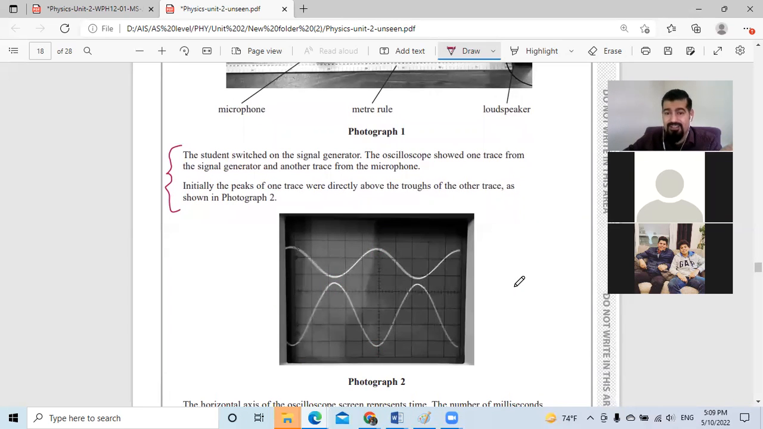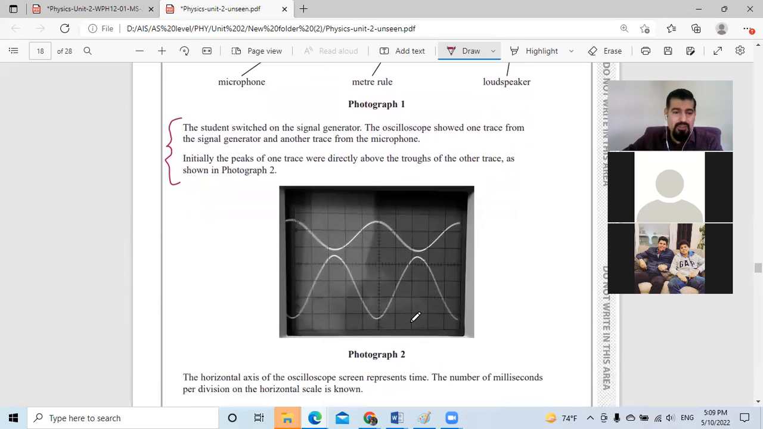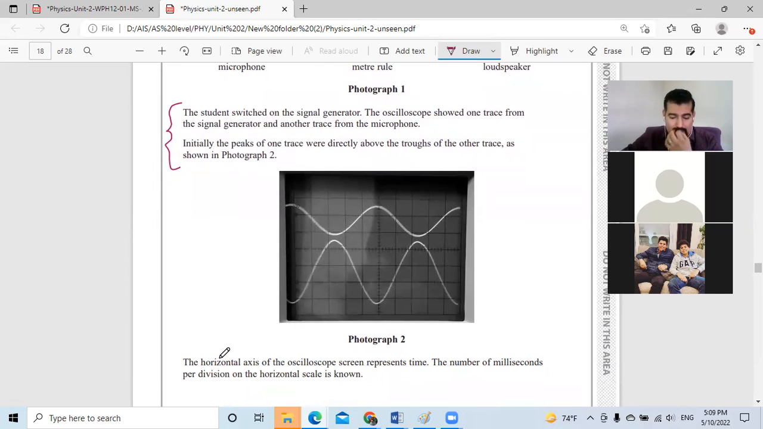Exactly, they are antiphase, yes. So what they ask here: the horizontal axis of the oscilloscope screen represents time. The number of milliseconds per division on the horizontal scale is what is known, so each one of these tells us how many milliseconds are in each division. So I can find the period, the time from here to here.